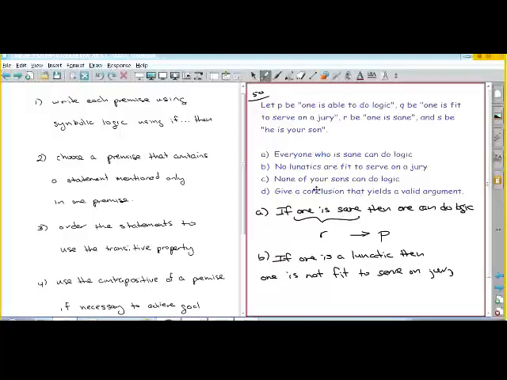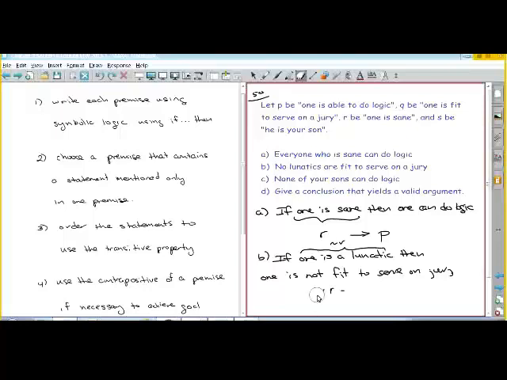So no lunatics. It's kind of like the same thing we did here. Everyone. We didn't use everyone. We just said if one is sane. That means everybody. If you're sane, then you can write it as one is sane. Okay. So if one is a lunatic, then one is not fit to serve on the jury. Okay, so if R is one is sane, then if one is a lunatic would be the negation of R. So this statement here is the negation of R. And one is not fit to serve on a jury. Q is one is fit to sit on a jury.